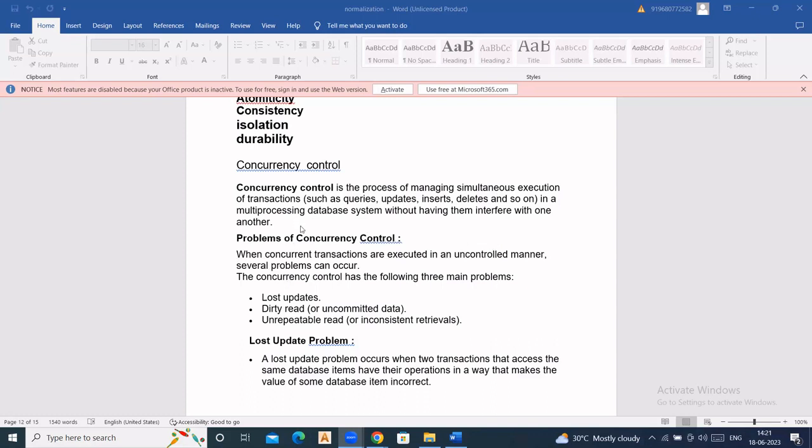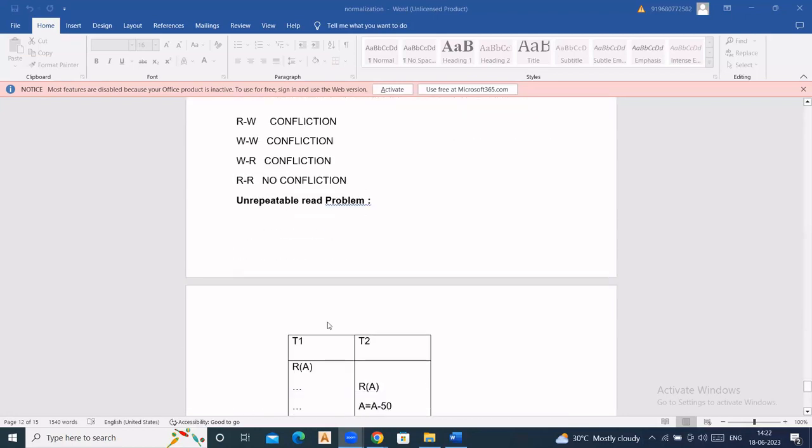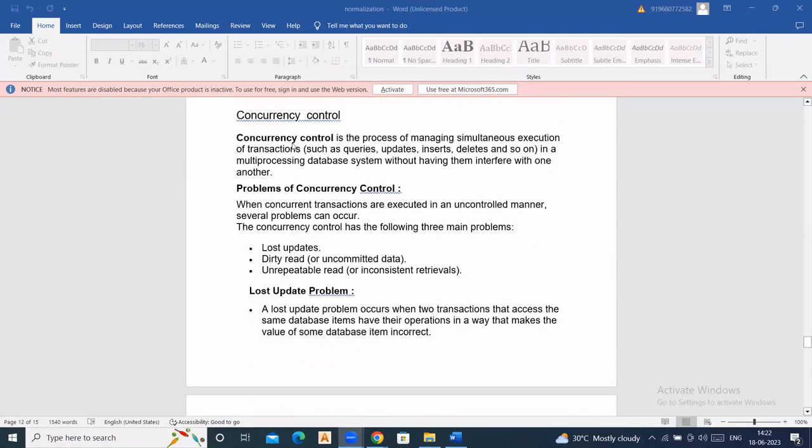Now there are three problems that can occur in concurrency control: lost update, dirty read, and unrepeatable read. One by one, we are going to study all of these with examples, because it's important. So give the heading concurrency control, write down all the problems, give the heading lost update problem, and write down this one. Write this down now only.